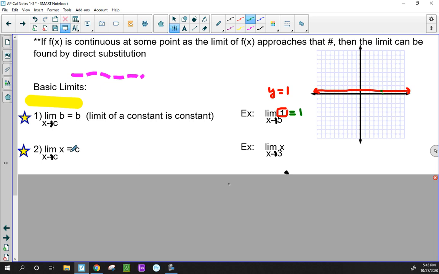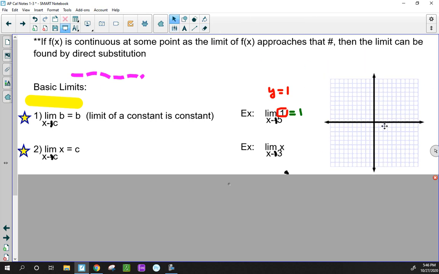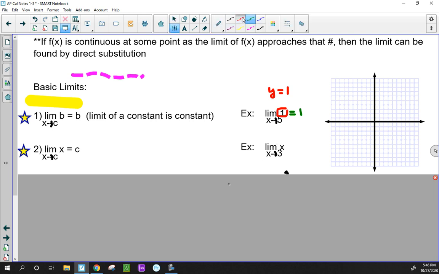Second property: the limit of x as x approaches c will be c. Here's a quick example. I'll use the same graph. Let's say you had the limit of x as x approaches 3. Again, graphically speaking, you're going to think of this as y equals x. Well, y equals x has an intercept of 0 and a slope of 1. And so we're basically looking at the diagonal line.